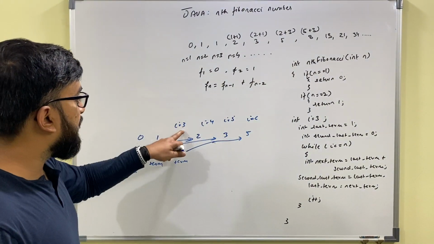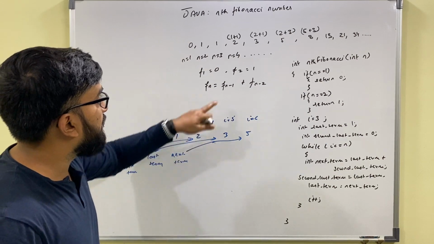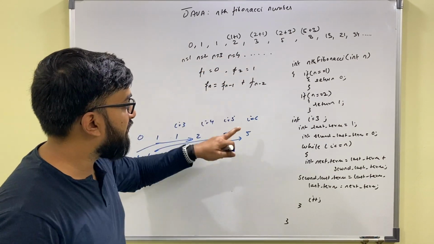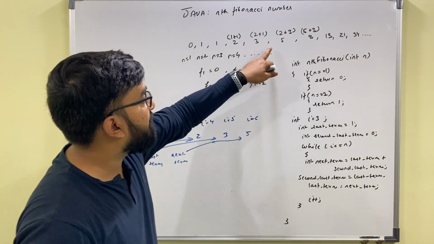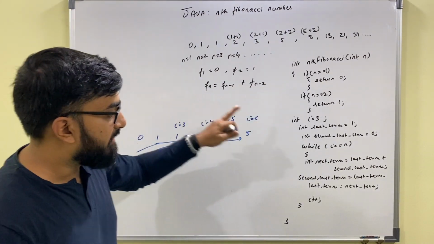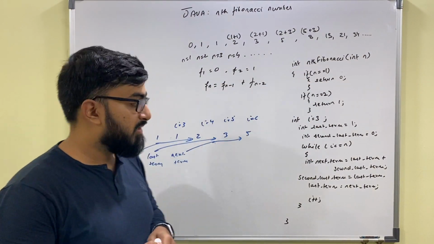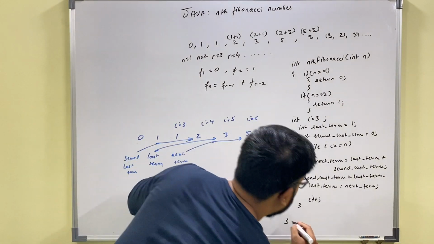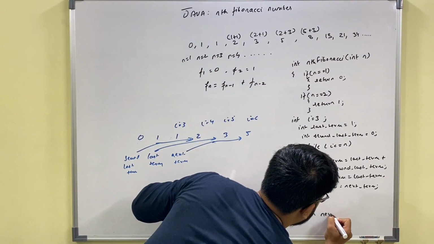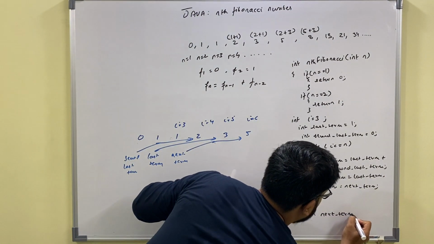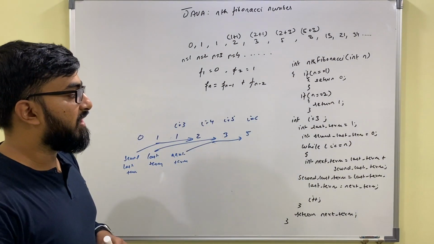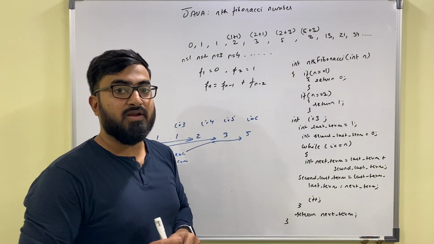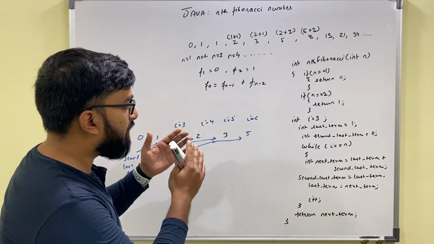So for n equal to 3 we get 1, for n equal to 4 we get 2, for n equal to 5 we get 3, for n equal to 6 we get 5, and that is how we get the nth Fibonacci term. So your return value is going to be return next term, because your next term stores the nth term that is to be returned. So this was the solution to this problem, and I hope this was helpful.